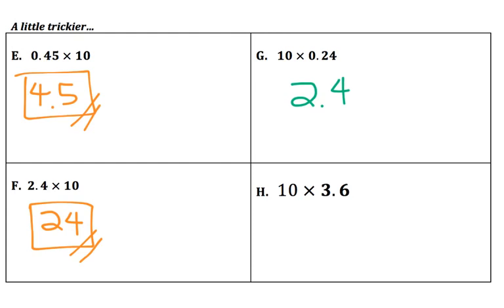And then with H, we have 10 times 3 and 6 tenths. So the 3 is going to move over into the tens place, and the 6 is going to move over into the ones place.